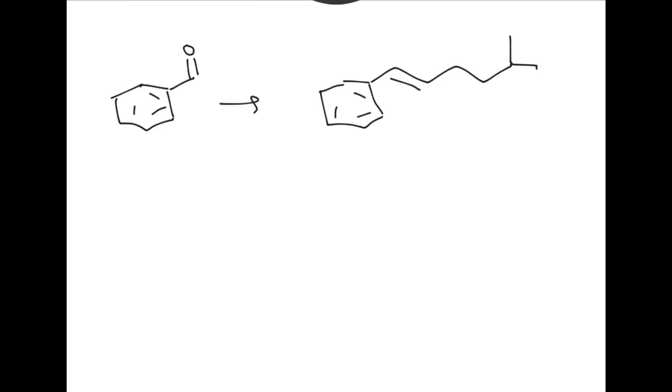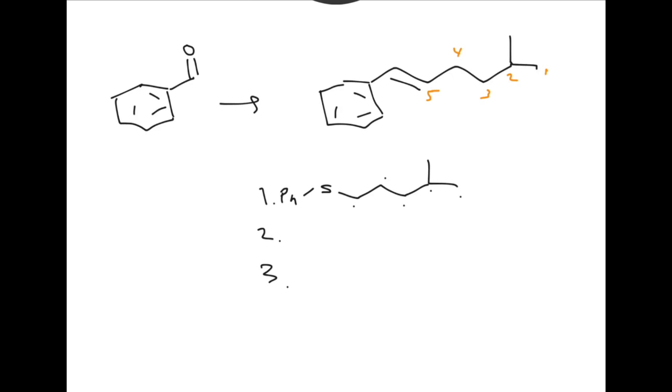We could do it with a Julia olefination. So what do we need to do a Julia olefination? Let's assume we're gonna do the classic Julia. So that takes 3 things, right? So we need 3 things to do a classic Julia olefination. So first we need the sulfone, right? So this has 1, 2, 3, 4, 5 carbons, right? So you're gonna have 1, 2, 3, 4, 5 carbons. That's gonna be bonded to the sulfur.